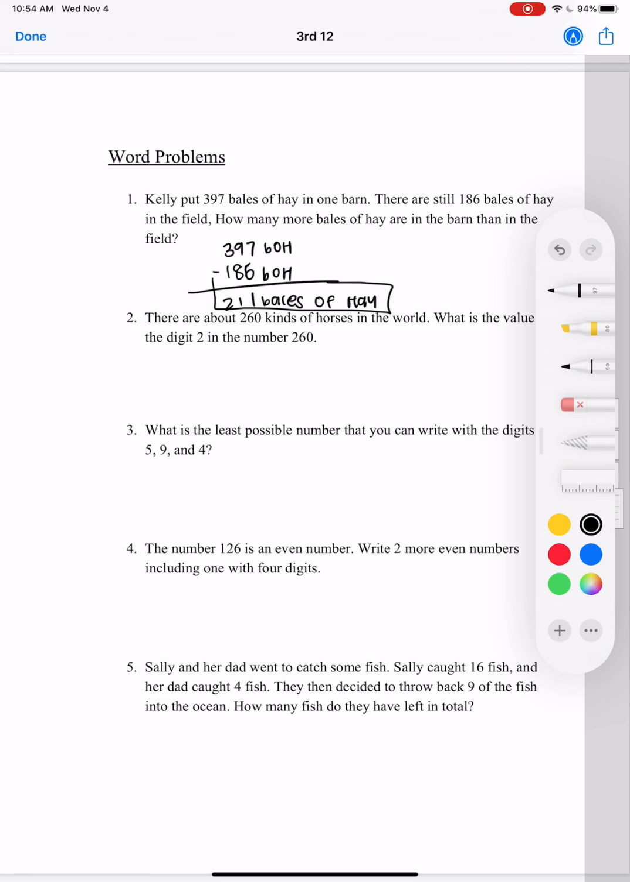There are about 260 kinds of horses in the world. What is the value of the digit 2 in the number 260? So, like before, when you're given the number 260, the 2 is in the third place value from the right, which means that it is in the hundreds place.